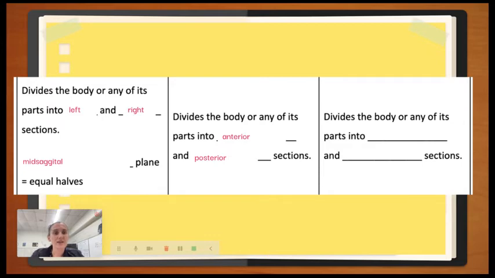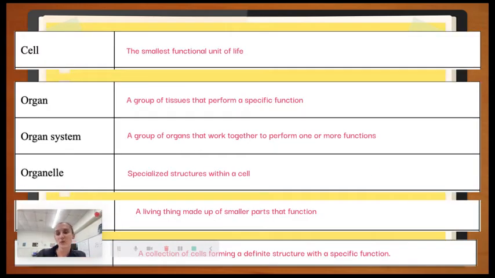And finally, the last one is our transverse plane. That's going to divide the body or any of its parts into superior and inferior sections. So that would be like if you chopped your head off, the superior portion would be just your head. The inferior portion would be the rest of your body. That would still count as a transverse cut or a transverse plane. So that is it for our actual lesson.